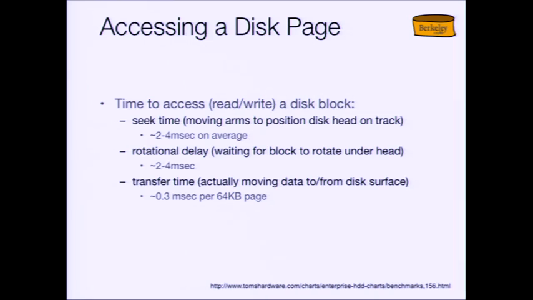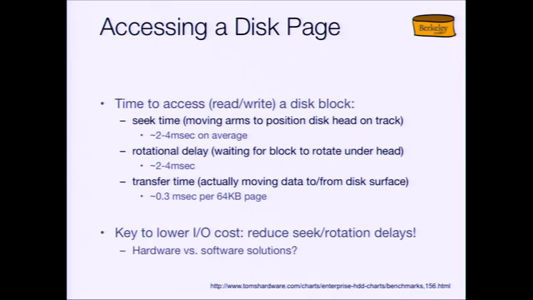But you can see that with magnetic disks, you really care about getting I/Os that are all close to each other, and trying not to seek and not to induce rotational delay. So the key to lower I/O cost is to come up with software solutions that reduce your seek and rotation delays. Or you can come up with hardware solutions too, like get rid of magnetic disks and use flash. But that took a while. So we now do that.